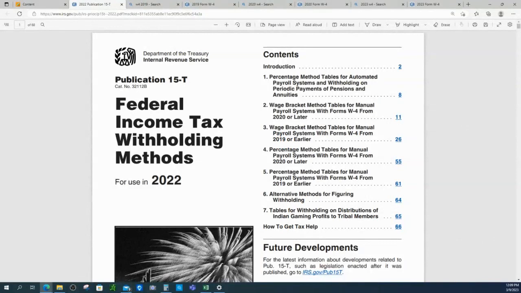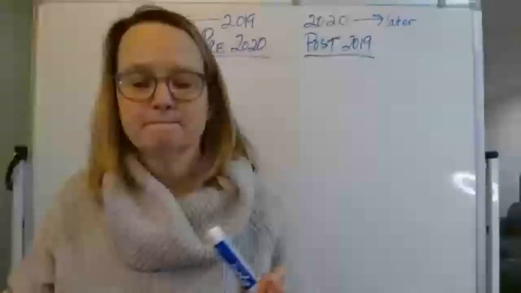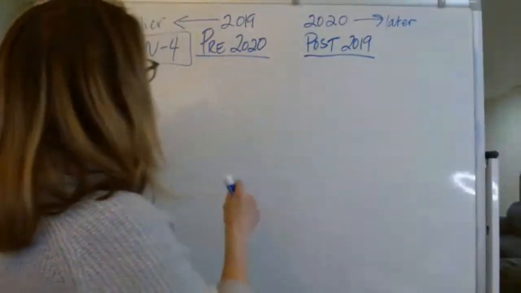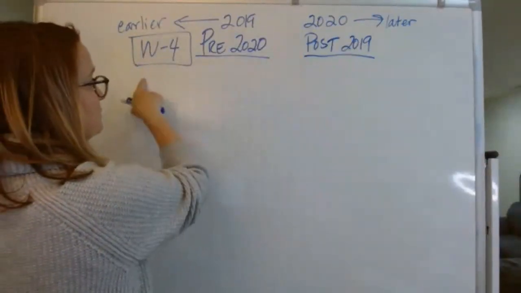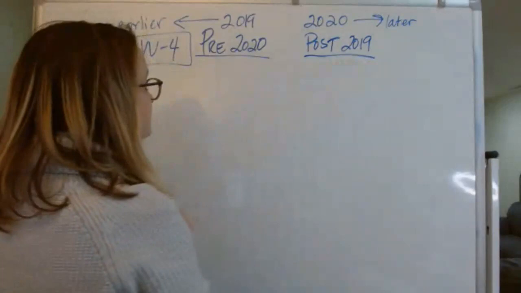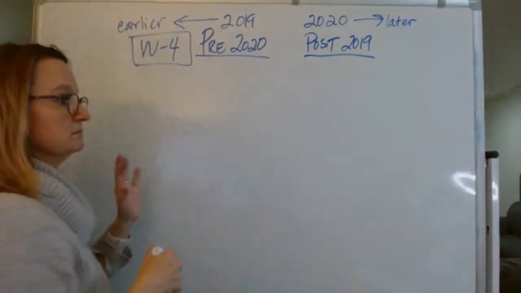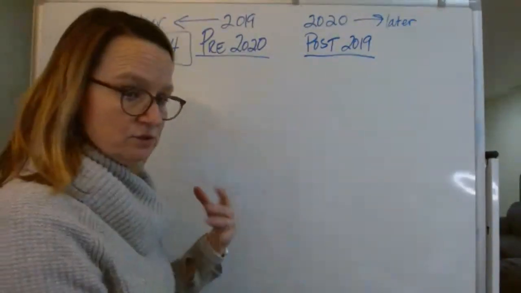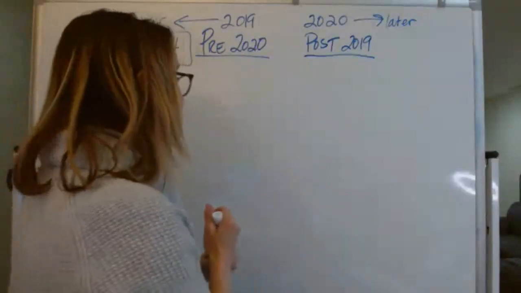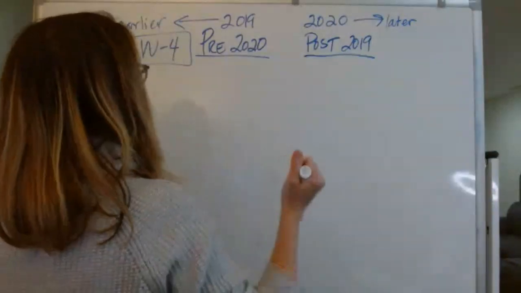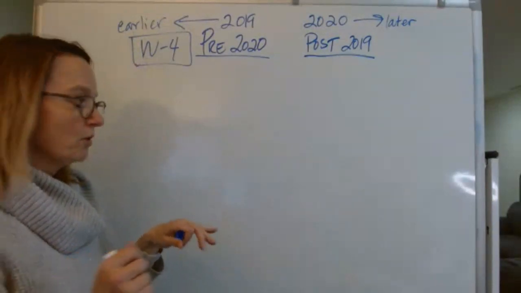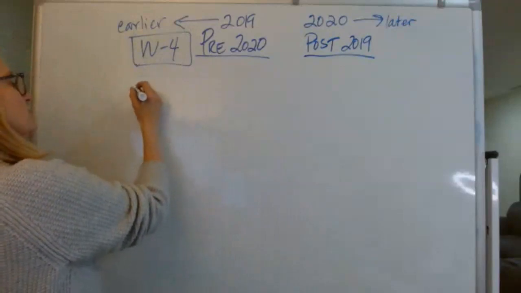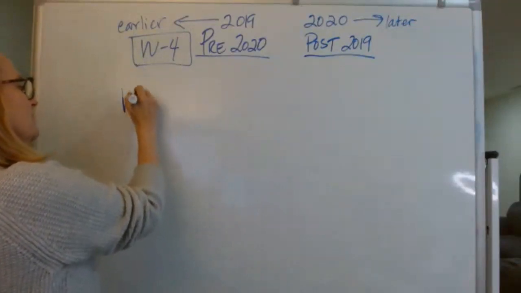Okay, so I'm going to go back to this quick. All right. So like I said, these are the W-4 forms, pre-2020, post-2019. So our dividing line is 2019 into 2020. So December 31st, 2019, January 1st, 2020. Like I mentioned, we've also got two different methods for calculating withholding. We've got what's called the wage bracket method.